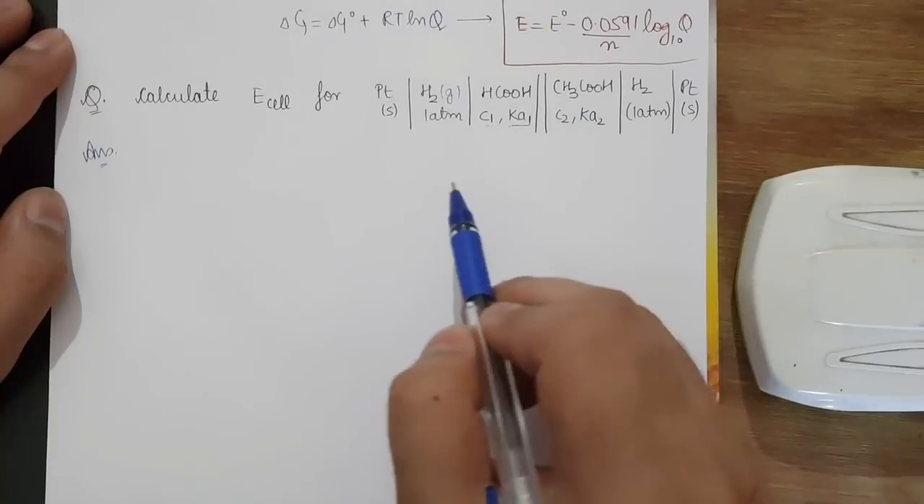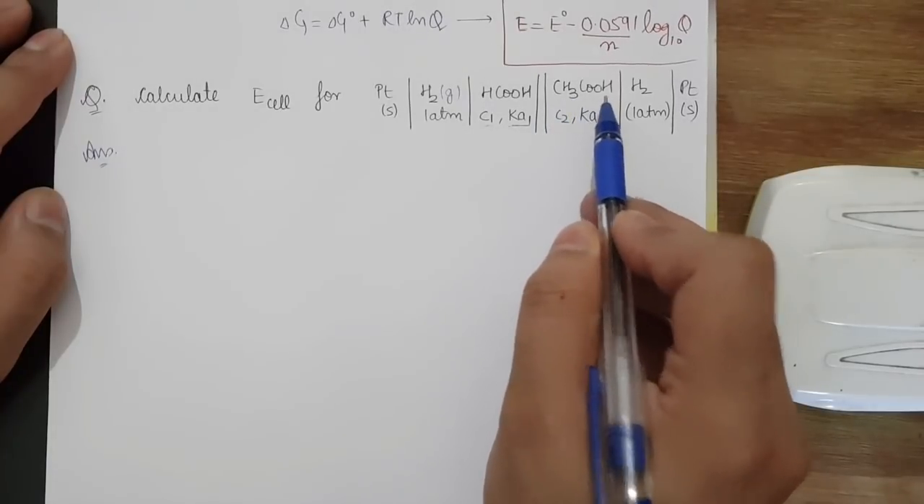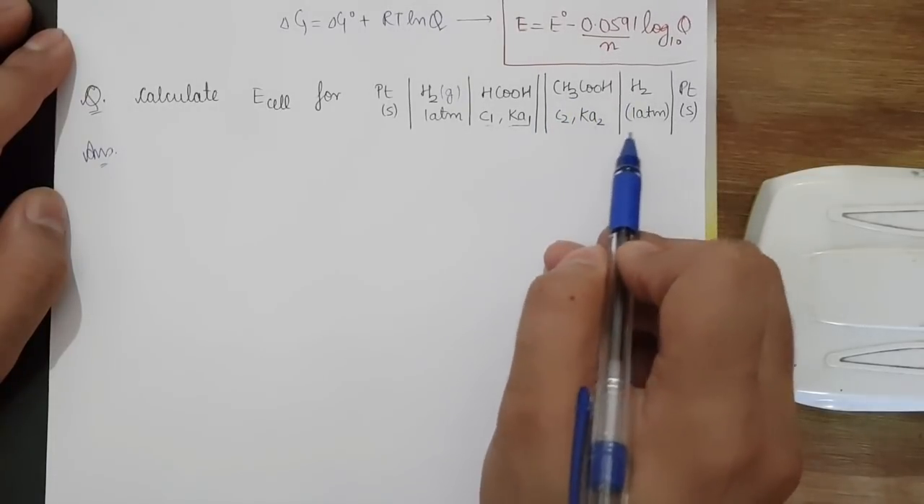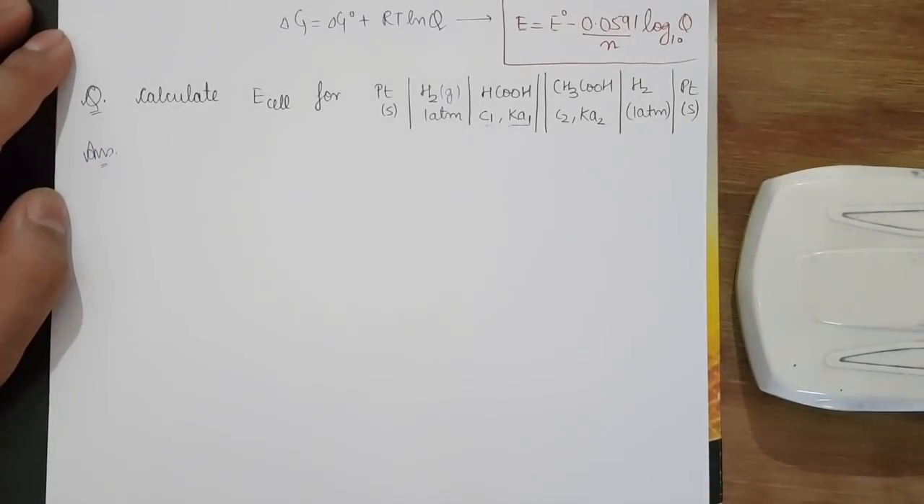Then we move on to the other electrode. We have CH3 C double bond OH, C2, Ka2, H2 1 atmosphere, platinum solid. Let us try to understand.